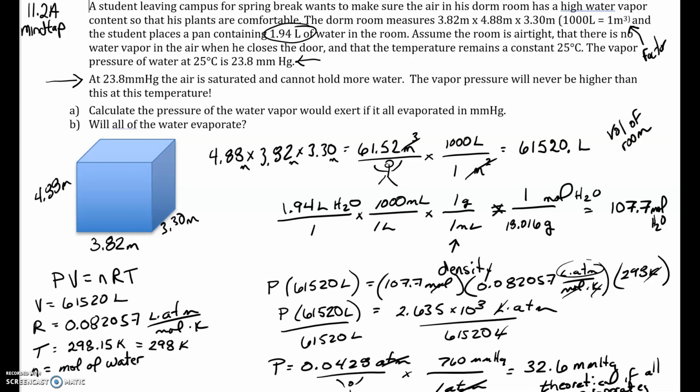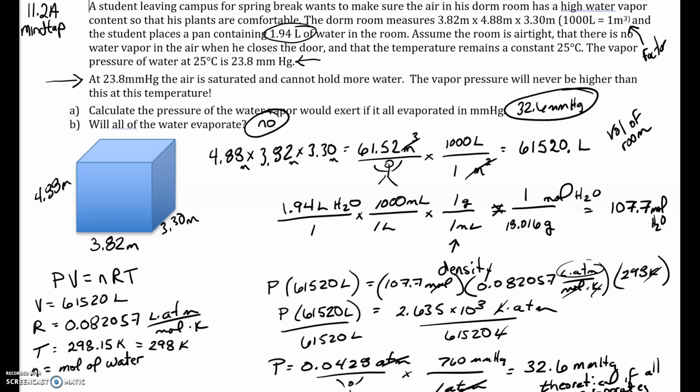Now we have to compare to our vapor pressure. The saturation point, the point at which it can hold no more, is 23.8. So once the water evaporates and reaches that point, it's going to stop. So we'll never reach 32.6 millimeters, and in fact, we will have some water left over. So will it all evaporate? No, we'll have some left over. If the pressure that you calculated was less, then your answer would be yes. It can all evaporate, and it's still less than the vapor pressure.